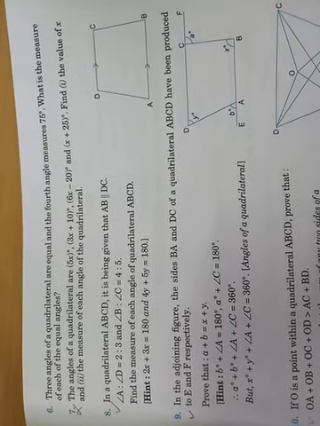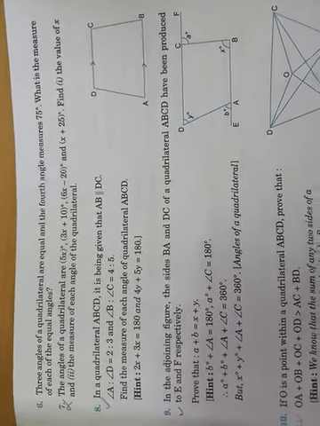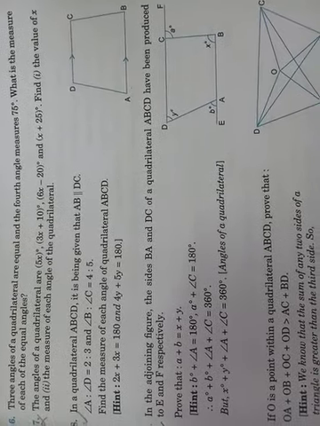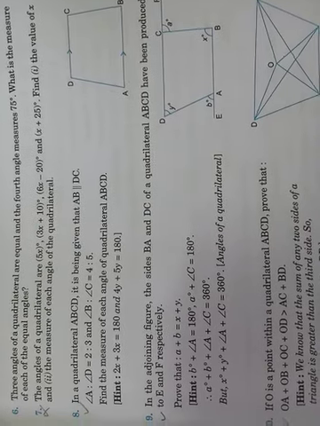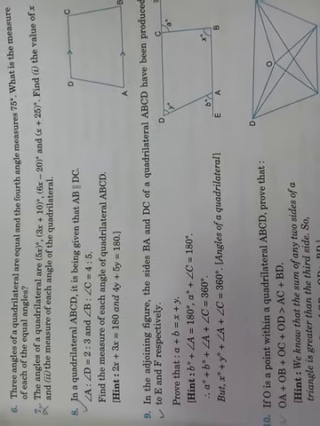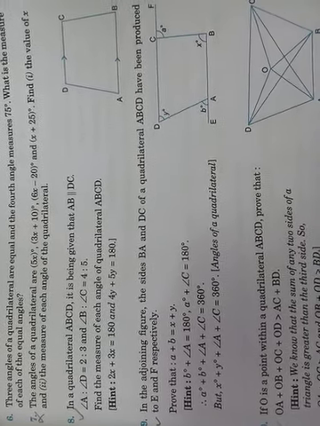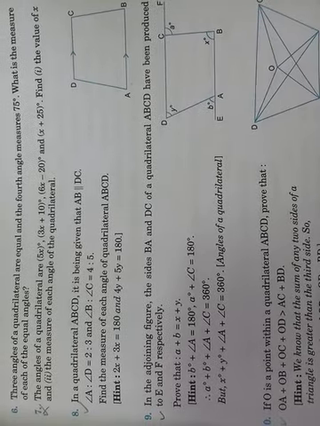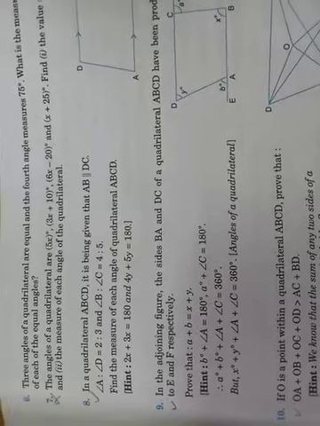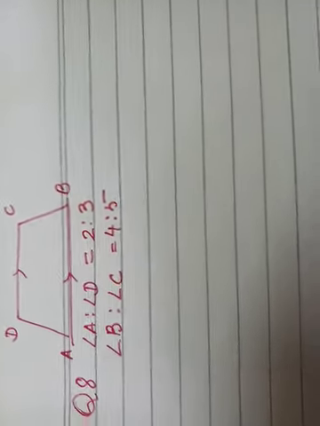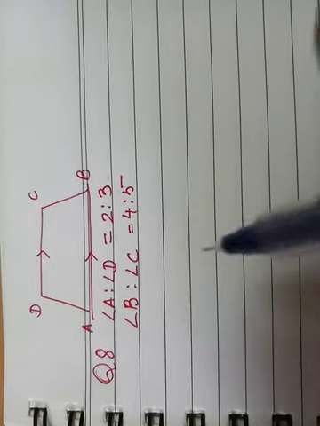Now I discuss question number 8 with you. In a quadrilateral ABCD, it is given that AB is parallel to DC. The ratio of angles A and D and the ratio of angles B and C is given. We are looking for the measure of each angle of the quadrilateral. Let's see how to do it. Now I proceed with question number 8.